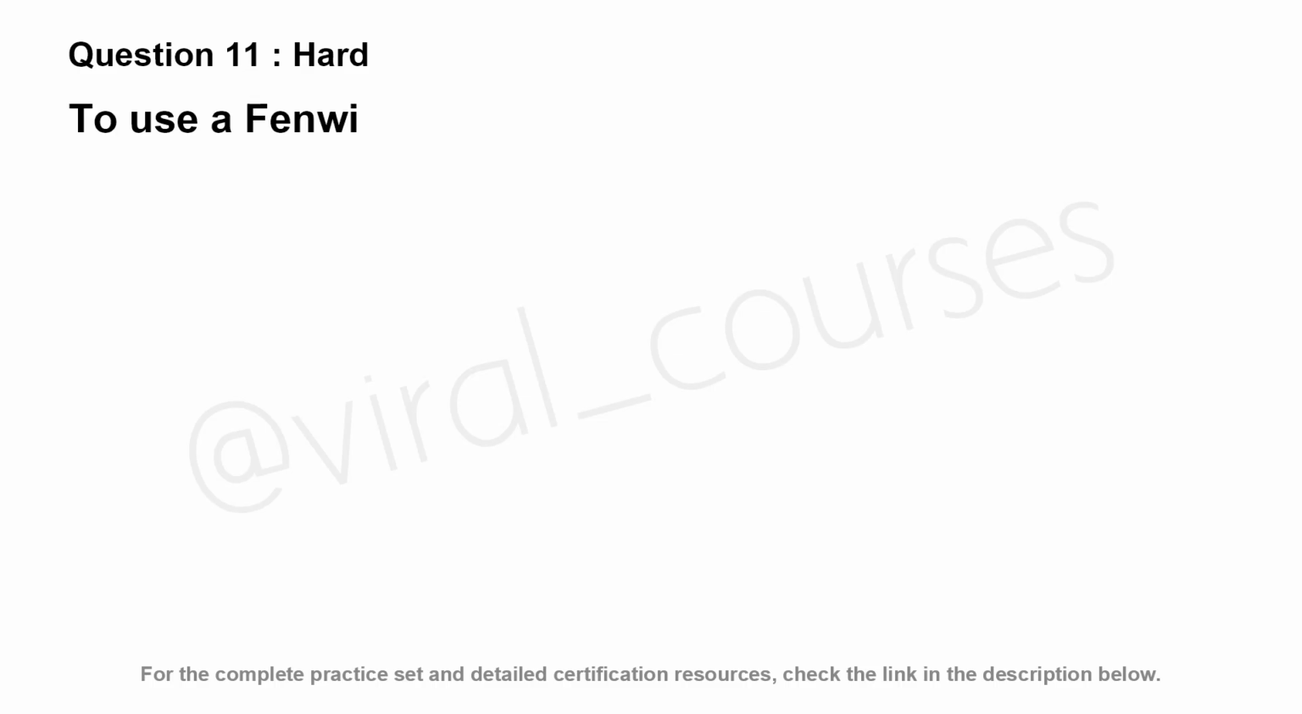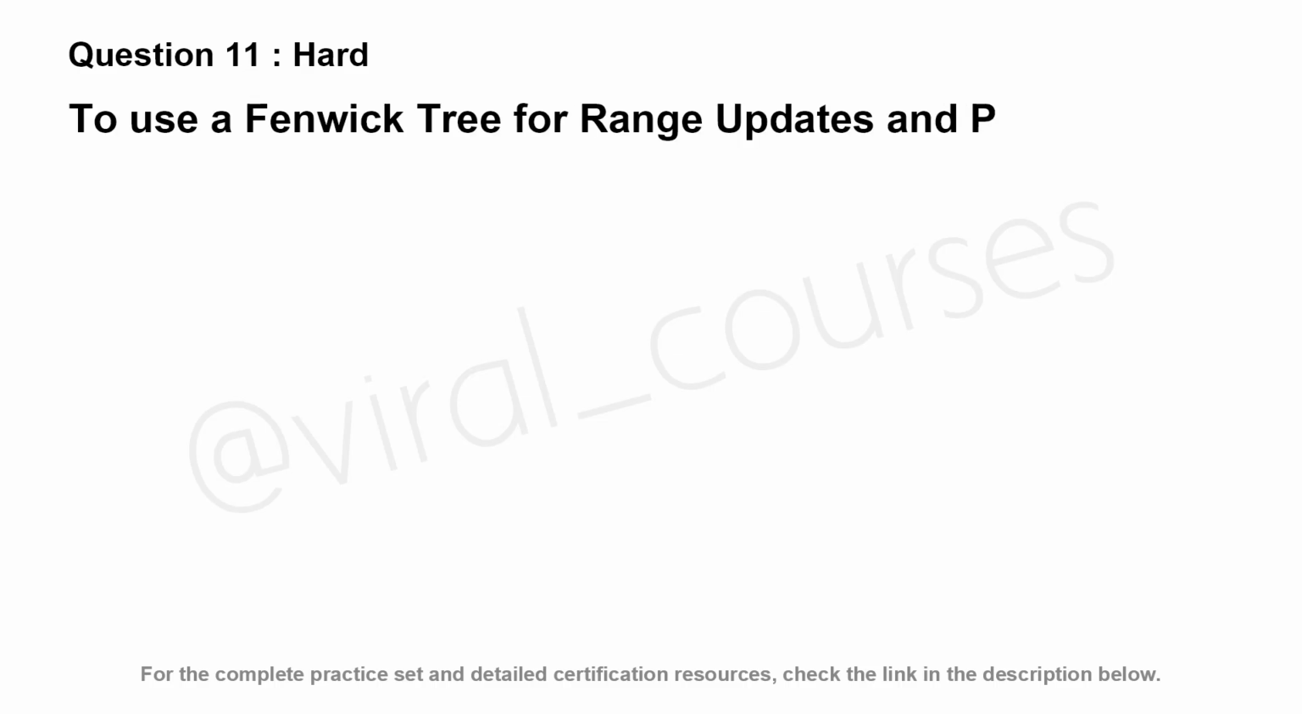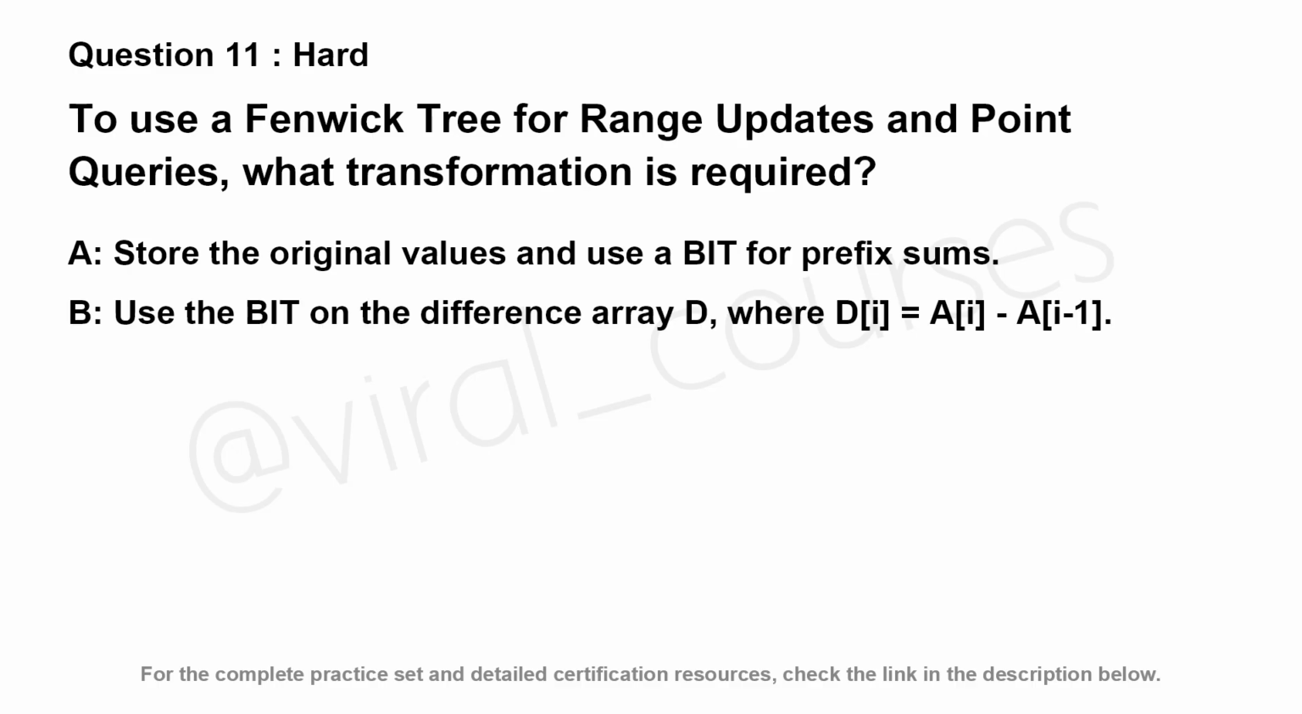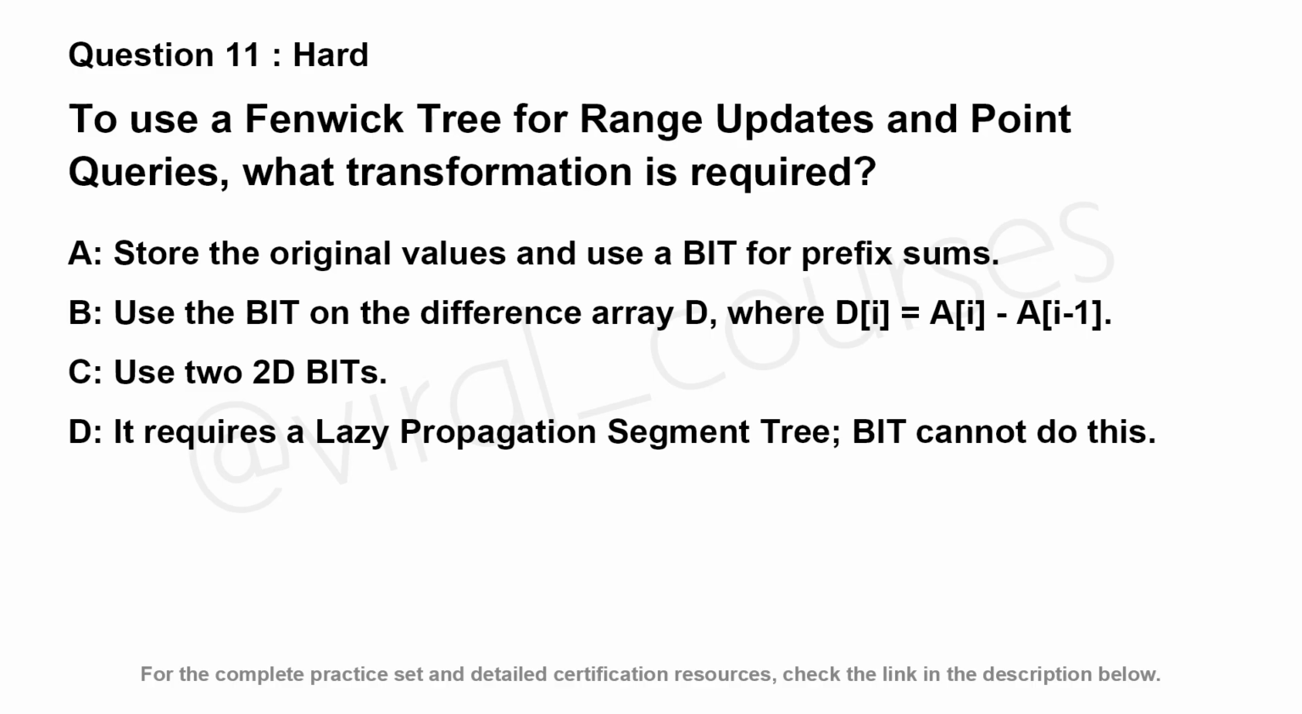To use a Fenwick tree for range updates and point queries, what transformation is required? Option A. Store the original values and use a BIT for prefix sums. Option B. Use the BIT on the difference array D, where D[i] equals A[i] minus A[i-1]. Option C. Use two 2D BITs. Option D. It requires a lazy propagation segment tree. BIT cannot do this.